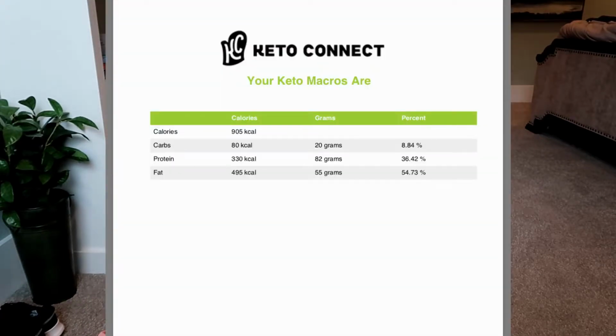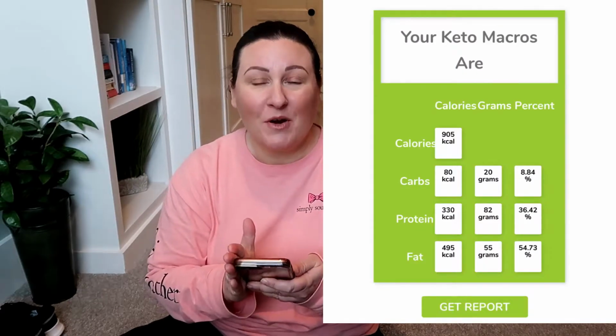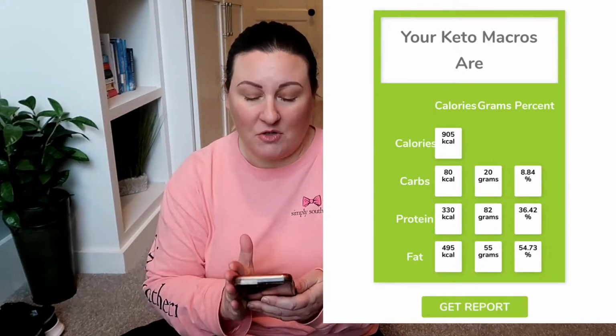The remaining calories would be from fat. So that would be 55 grams of fat, or 54% of what I eat. Now, let's go over one more time. The protein is what really matters. So 82 grams of protein, that's going to be my non-negotiable.